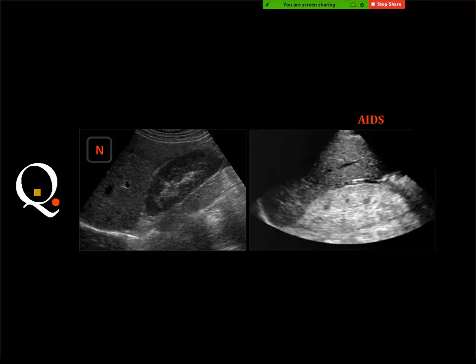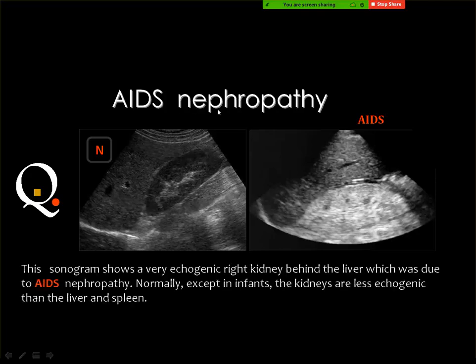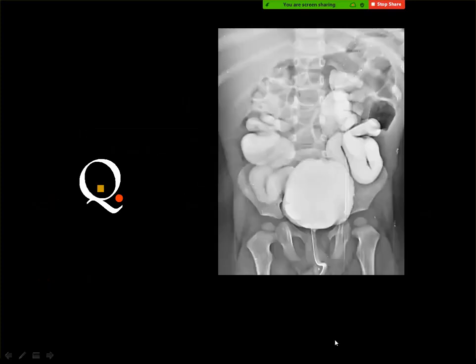Renal nephropathy. Yes, AIDS-related nephropathy. And you see the echogenicity of the renal parenchyma compared to the normal appearance of the renal parenchyma. There are grades for nephropathy by ultrasound, and all that is needed is to say that this is nephropathy. If you know the cause, you may say that this is related to AIDS or whatever other pathologies.